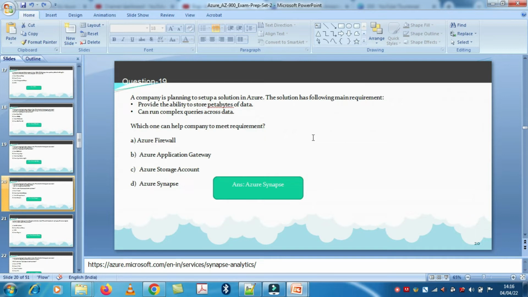And can run, and the second thing is, can run complex queries across data. So for that one, it is Azure Synapse.